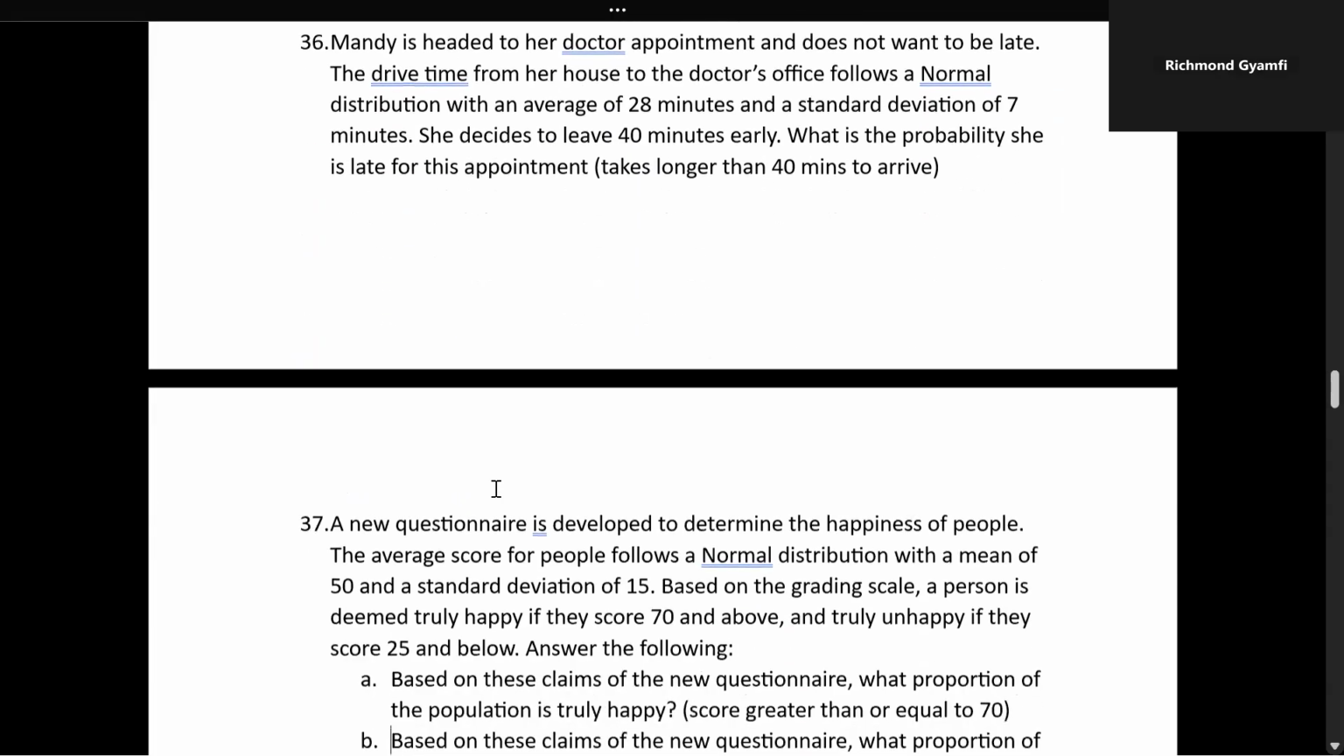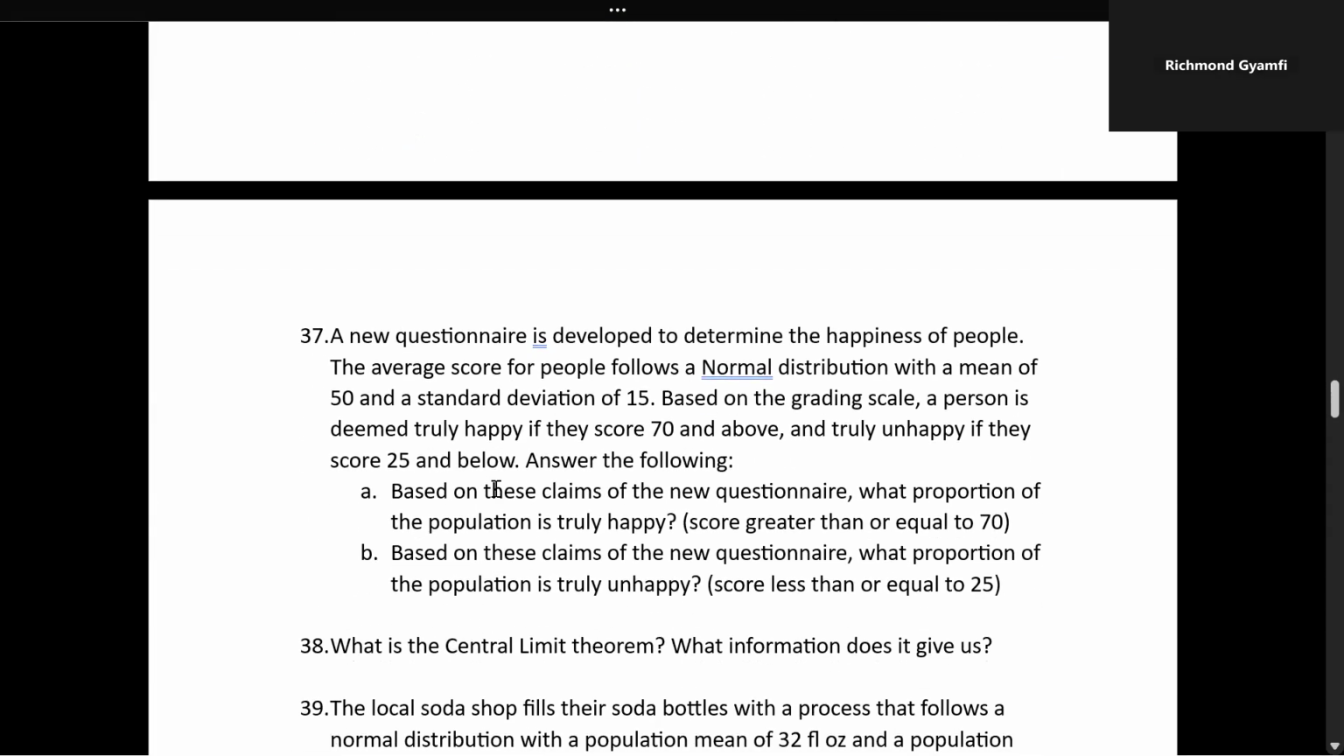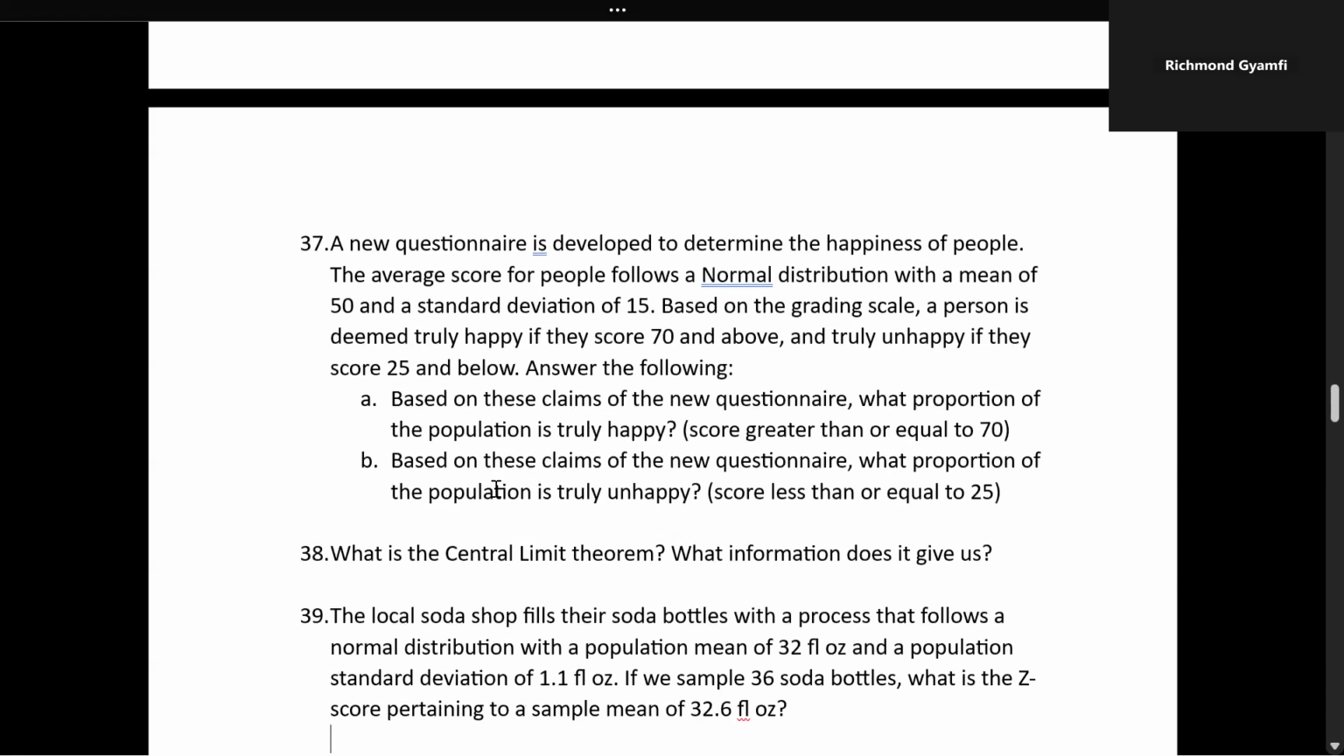Now let's quickly go to number 37 as well. For 37, I'm not going to go through everything. I'm hoping that I'll show you how to get it, and then you finish solving it, so that I would go to 39 and then probably the last one, 40.